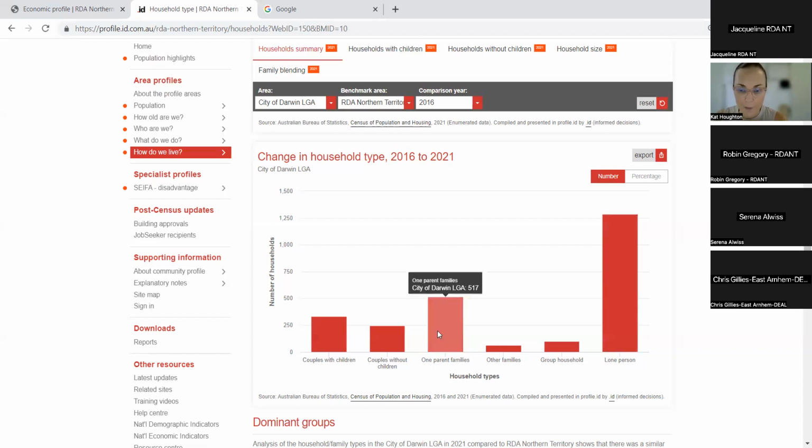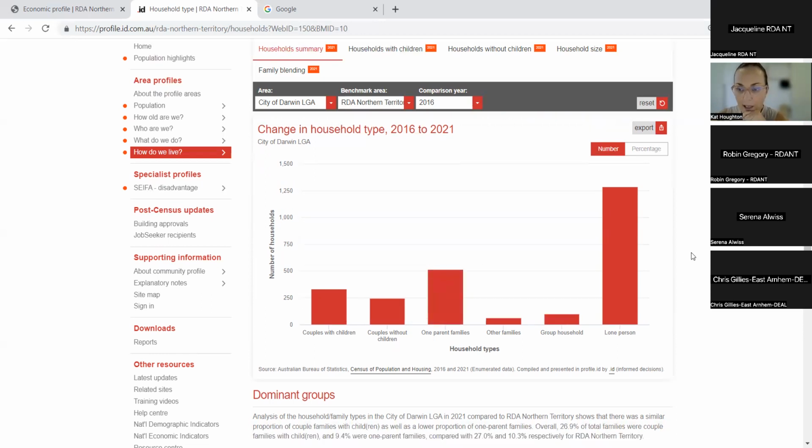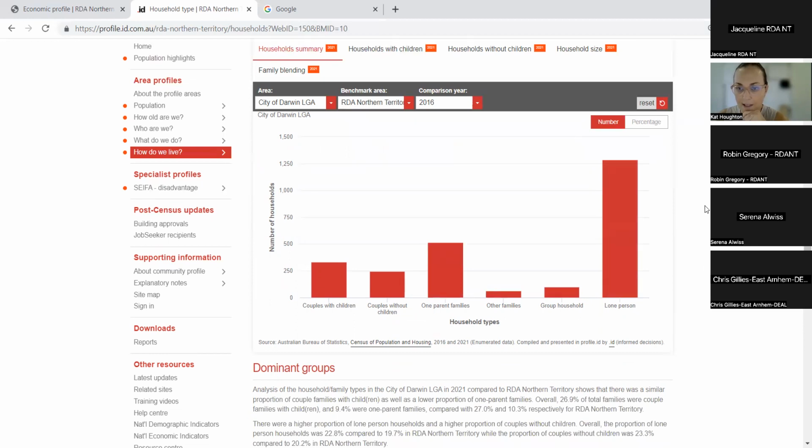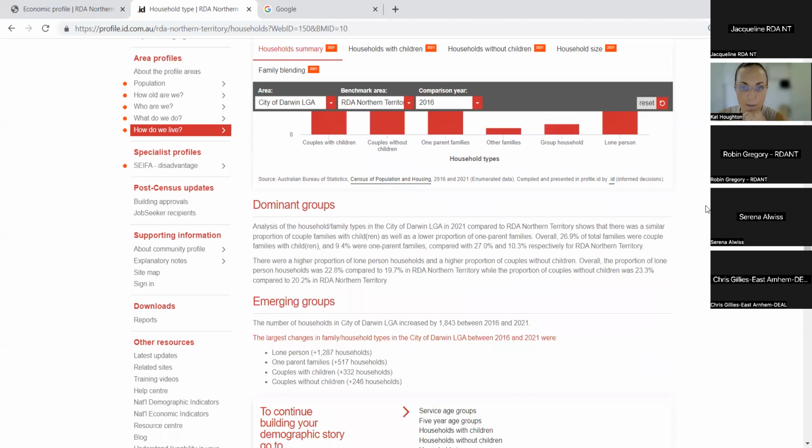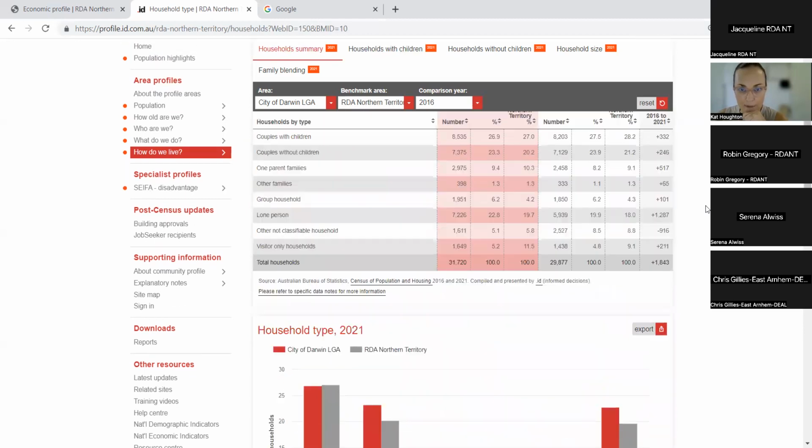We've also seen growth in one-parent families. We're seeing that across the board, with divorce rates up and different things like that. This also places pressure on housing, because suddenly where we required one home, we now require two homes. So it does present greater challenges for the housing market as well. Okay, so that's something certainly to think about, is that lone person household. Once again, we get that dominant and emerging group analysis down below.